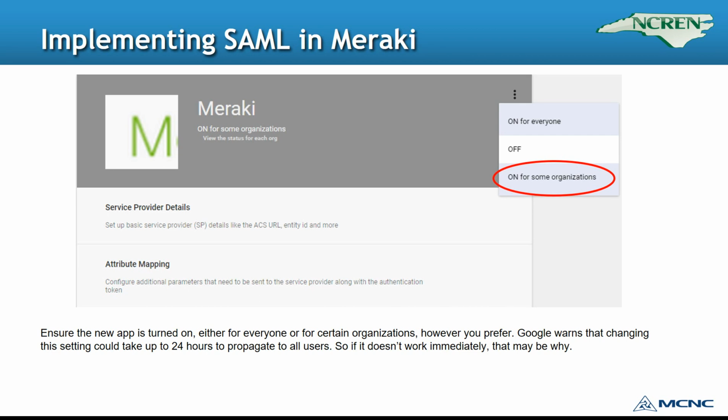But if you don't want them to see the app at all, if you want only your administrators to see the app, then you can choose on for some organizations. As long as you have your admins broken out into a separate organization from everybody, then you can turn it on just for them. Google does warn that it can take up to 24 hours for that to take effect for all the users. So if you do that and something's not working right, give it a day, and hopefully it'll be working tomorrow.